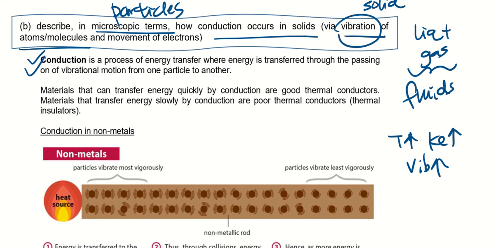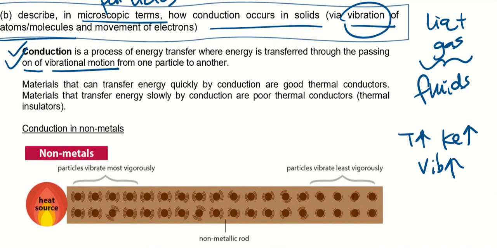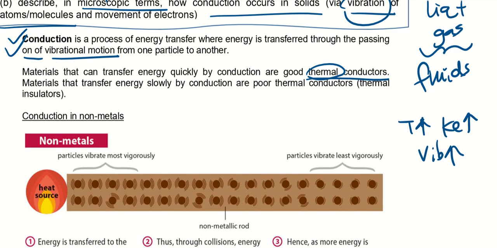Conduction is a process of energy transfer where energy is transferred through the passing on of vibrational motion from one particle to another. Now, materials that can transfer energy quickly by conduction are good thermal conductors. When you're answering the question, it is important to include the word thermal and not just say conductor. You must say good thermal conductor because later on in Sec 4 you will learn about electricity, then there will be electrical conductors. So for the chapter of thermal energy transfer, it is good to include the term thermal.